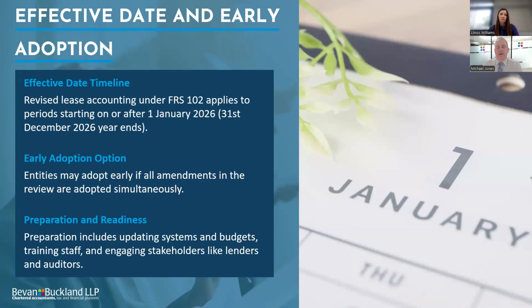Looking at this, when does it apply? Llinos has already mentioned, FRS 102 came in from the 1st of January 26. So for most RSLs, that'll be your March 27 year end. I know there are a couple with December 26, but most will be March 27.